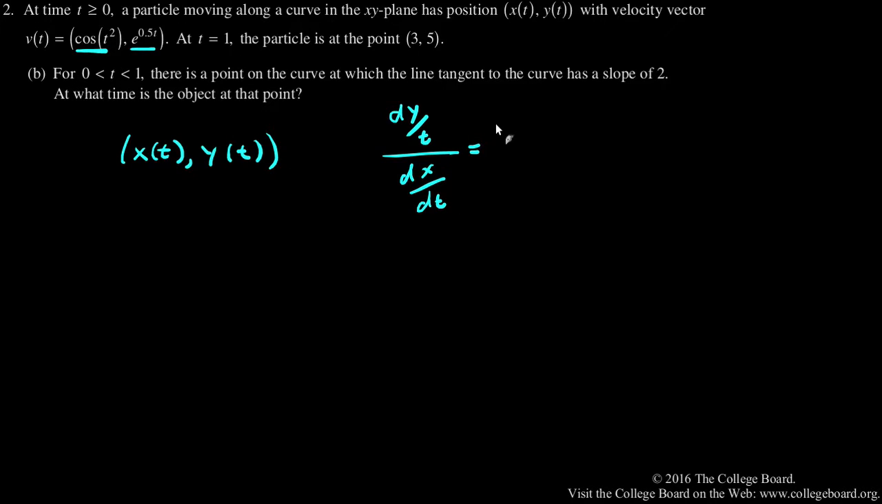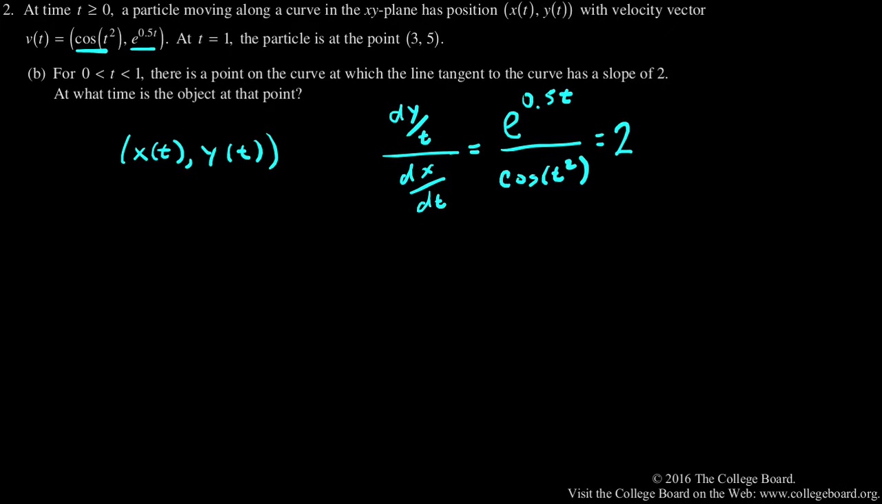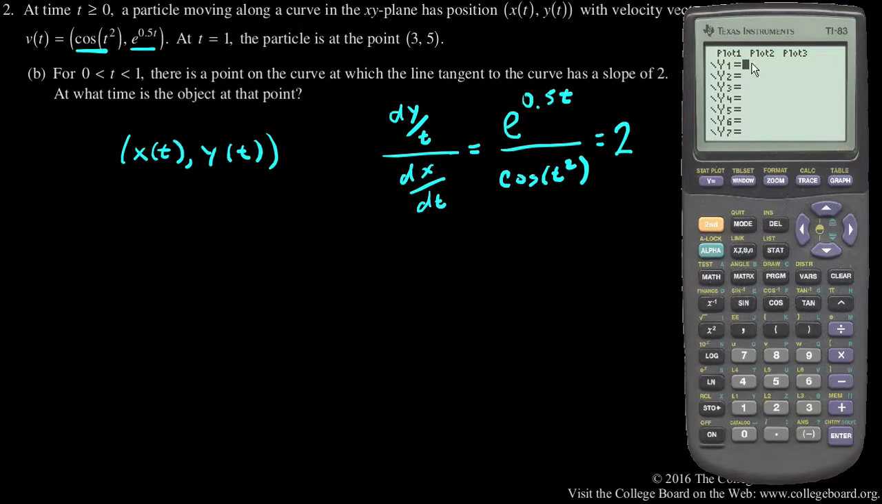So I know that this is going to be equal to e to the 0.5t all over the cosine of t squared. And I want this to equal 2. Now, I can't think of any analytical way to solve this, so go ahead and go to the calculator, graph this, and see where they intersect. So let me do that.